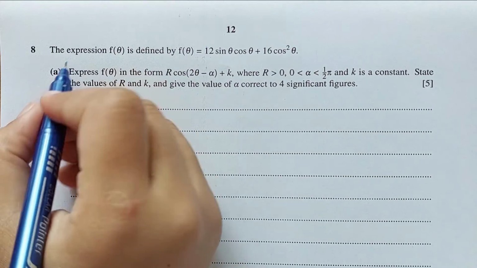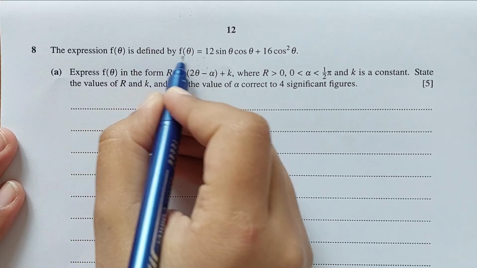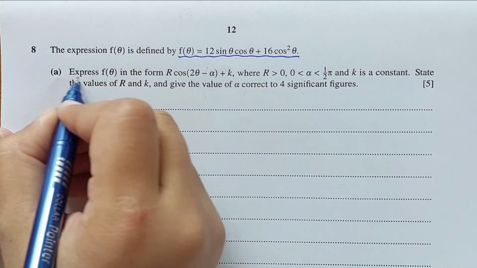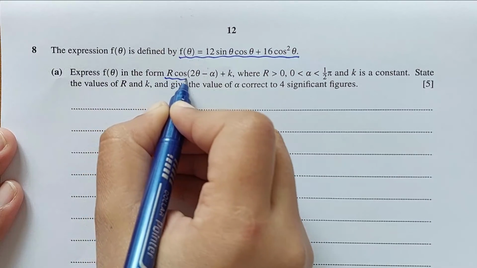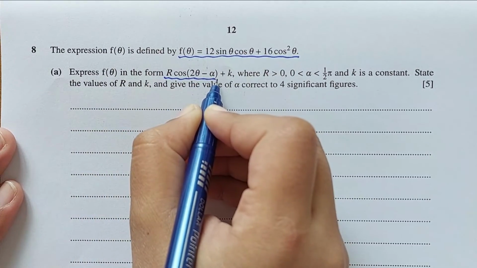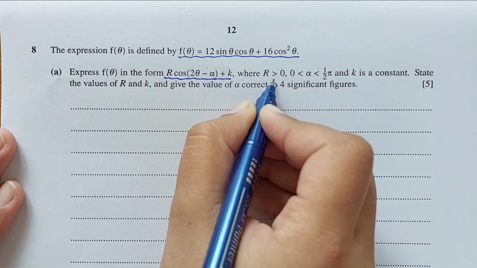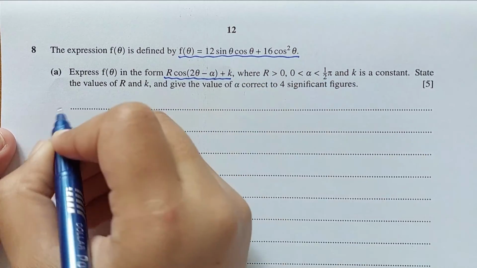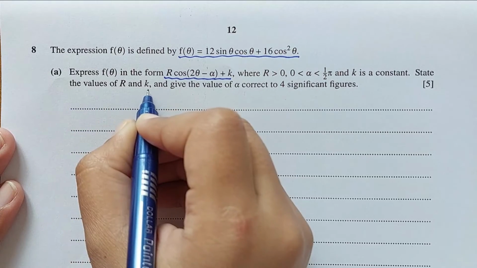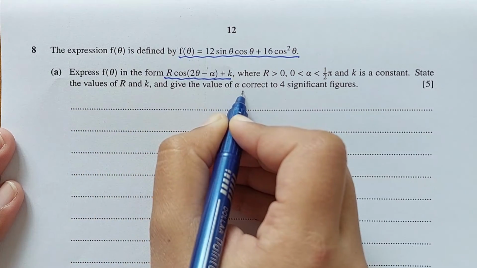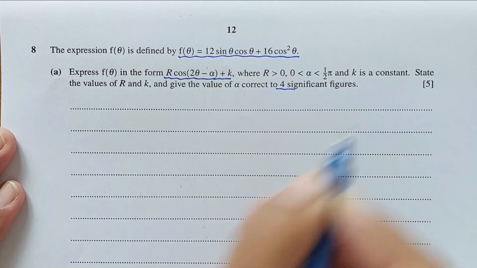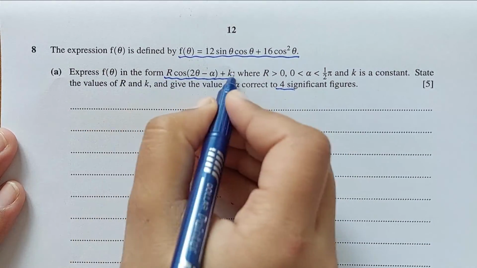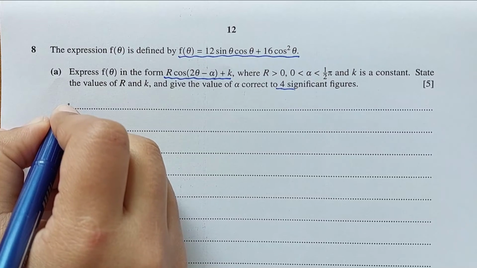Question number 8, the expression f of theta is defined by, this is the expression for f of theta. Part A, express f of theta in the form of r cos(2θ minus alpha) plus k, where r is positive and alpha is between 0 and pi by 2 and k is a constant. State the value of r and k and give the value of alpha correct to 4 significant figures, right? Okay, first we have to convert this into this form. Okay, what is f of theta?